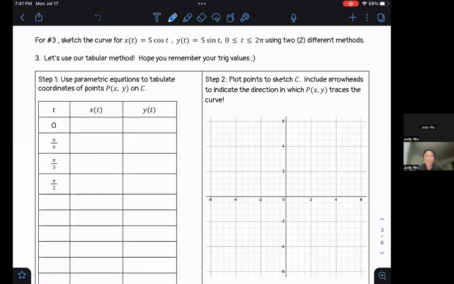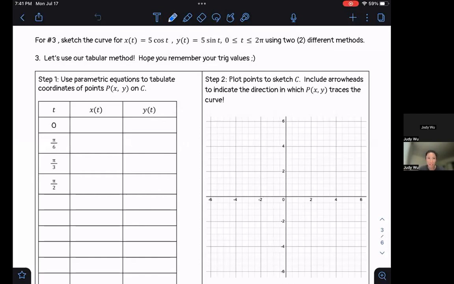Hi, folks. Welcome back to 8.5 and 8.6 parametric equations. In this video, we're going to take a look at one last example about graphing parametric equations, but then we're going to use that to ease into the idea of eliminating parameters.